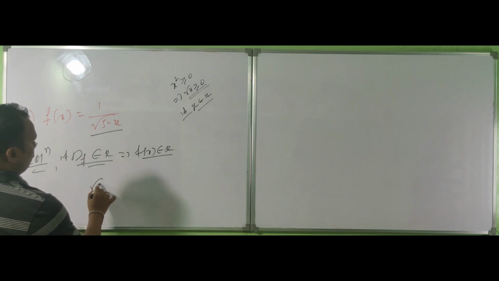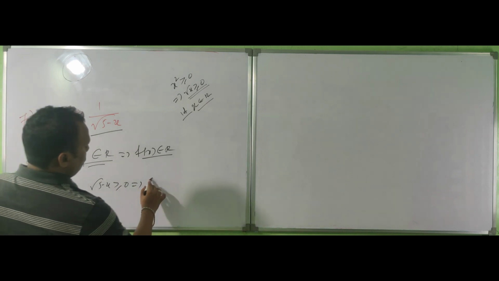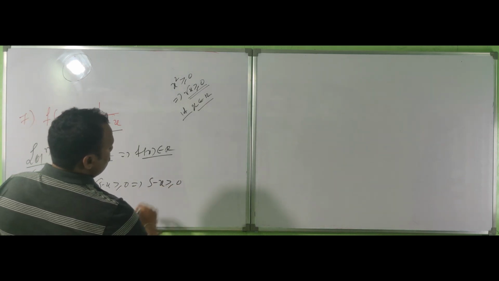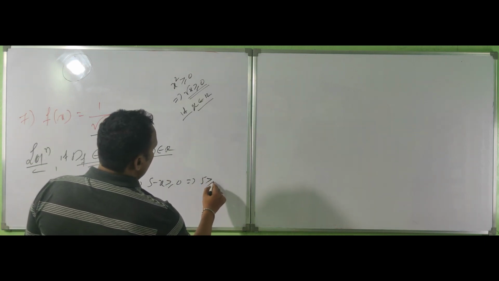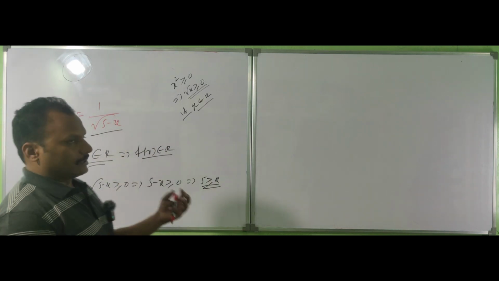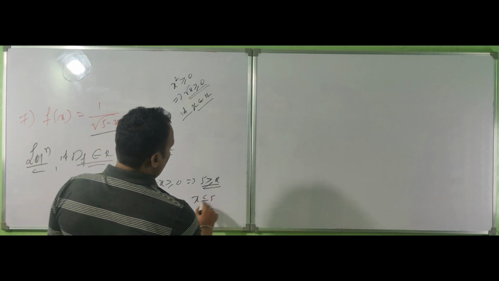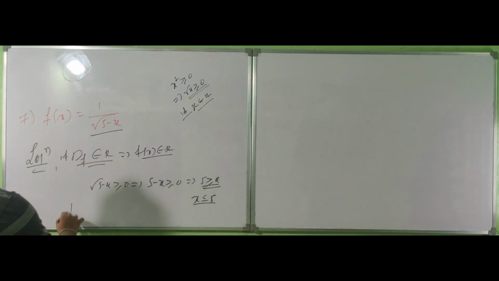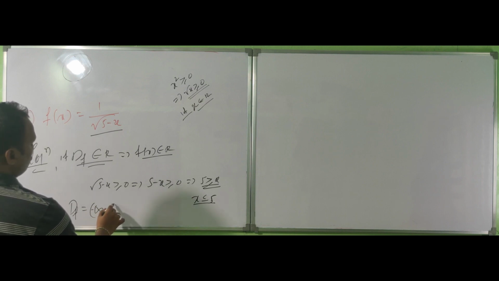So root of 5 minus x is greater than or equal to 0, which implies 5 minus x is greater than 0, and implies 5 is greater than or equal to x. You can write the simplification: x is less than or equal to 5. Therefore, the domain of f is from minus infinity to positive 5. Is it?